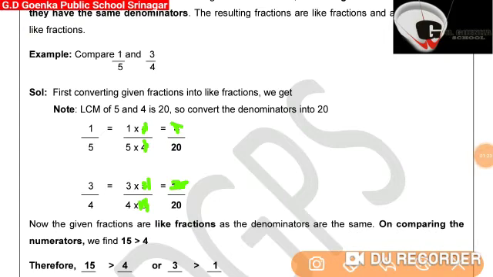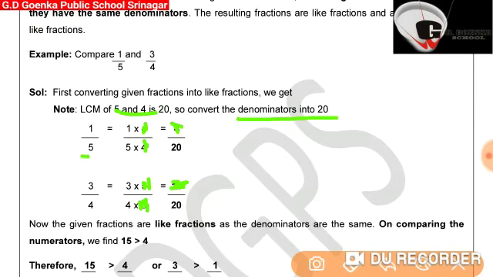Compare 1 by 5 and 3 by 4. Now 1 by 5 and 3 by 4 are unlike fractions. In order to compare them, we'll convert them into like fractions. Like fractions means they have the same denominator. In order to change their denominators, we'll find the LCM of 5 and 4. The LCM of 5 and 4 is 20, so we'll convert the denominators into 20.